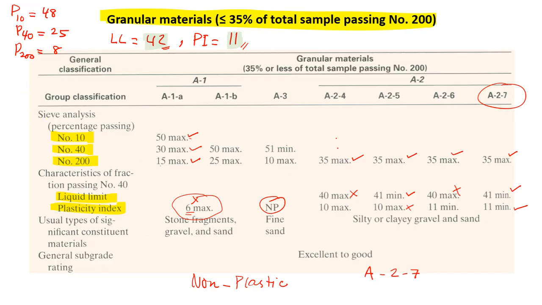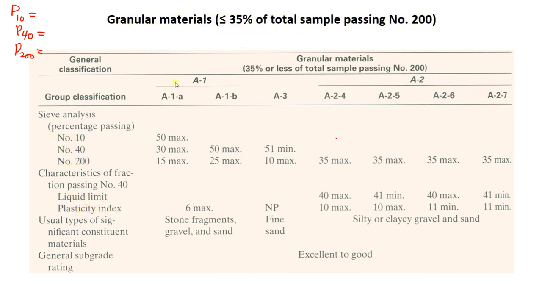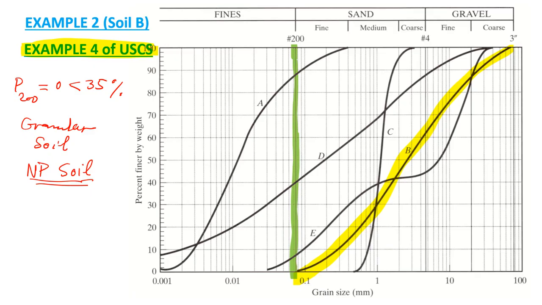And we are going to clear all that here. So what we need is passing number 10, number 40 and number 200. So let's go back and find out P10 and P40 and P200. P200 is 0. Now what is P10? Number 10 sieve is 2 millimeter. So where is 2 millimeter? Let me first find where is 2 millimeter. This is 1, this is 2. So this line is actually number 10 sieve.